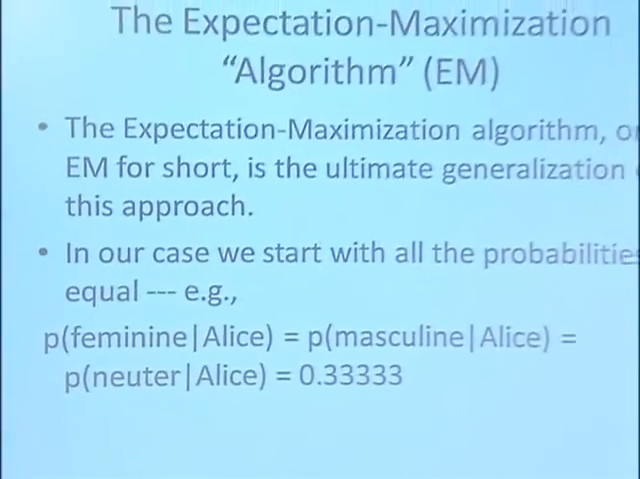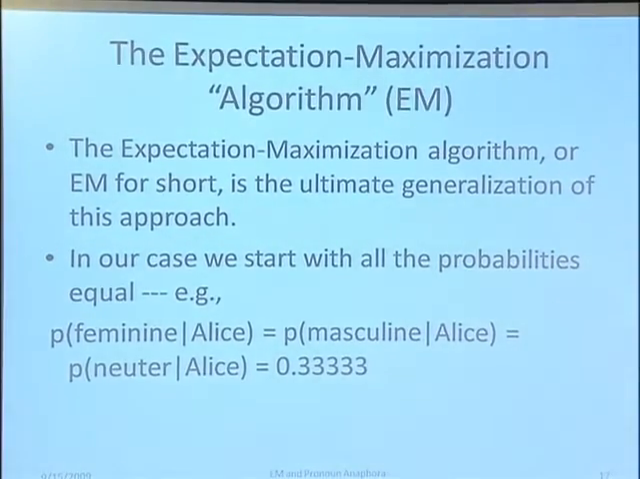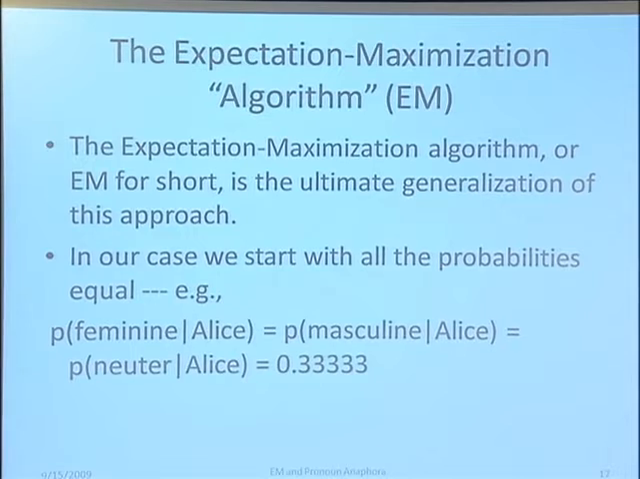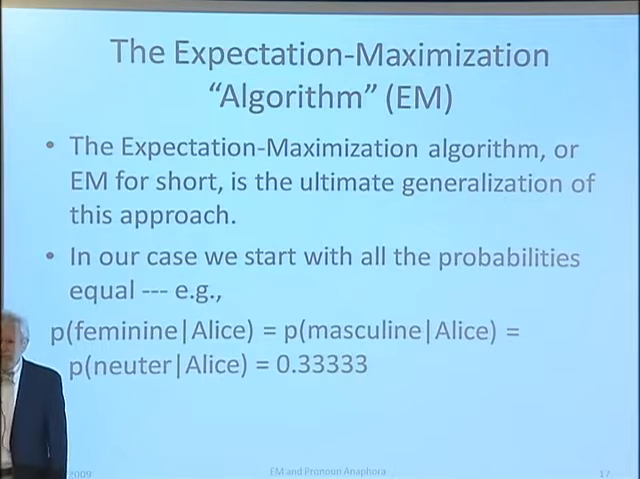Okay? So what EM does, or what I'm going to do, is start out with everyone's probability being equal. You're completely uncertain. You have no idea which one's correct. So the probability that Alice is feminine equals the probability that Alice is masculine equals the probability that Alice is neuter, all 0.333. And we're going to multiply all the probabilities together and come out with our answers.